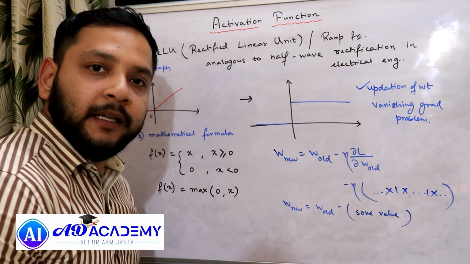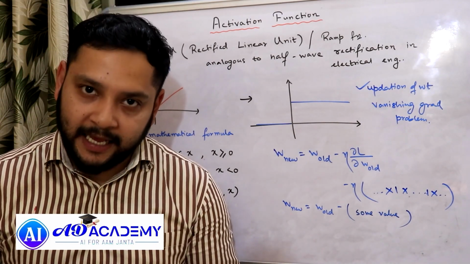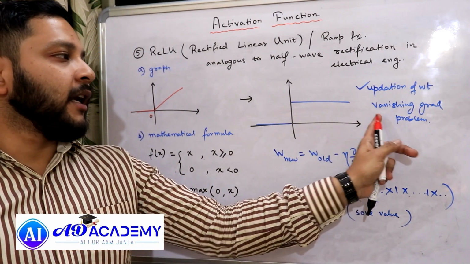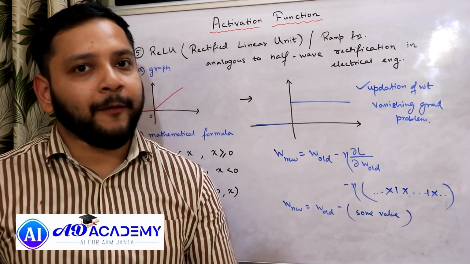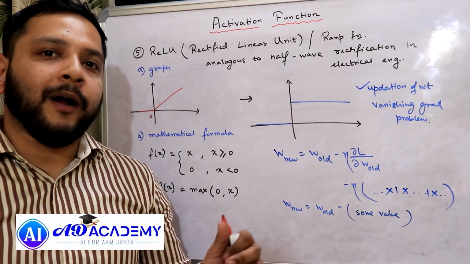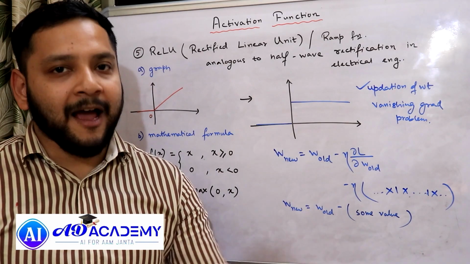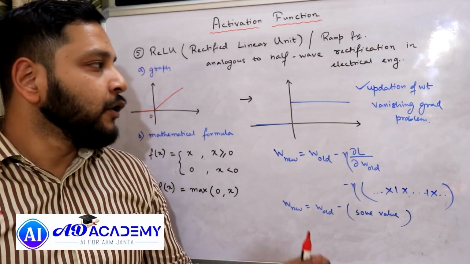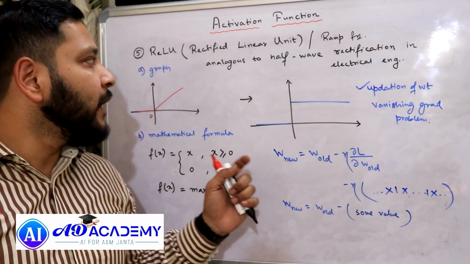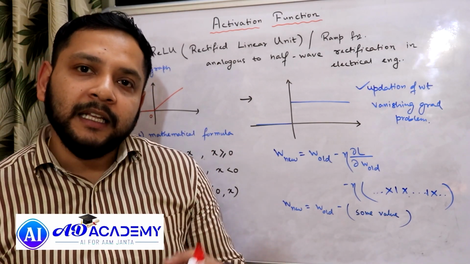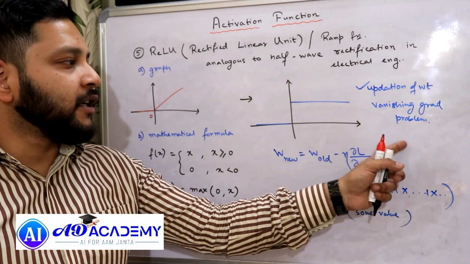As I have already explained, in case of sigmoid and tanh, we have seen that this vanishing gradient problem occurs, and it is a very favorite question of interviewers: what is the vanishing gradient problem, when does it happen, and how can we solve it. So we can easily explain that when we are using ReLU, it resolves this vanishing gradient problem.